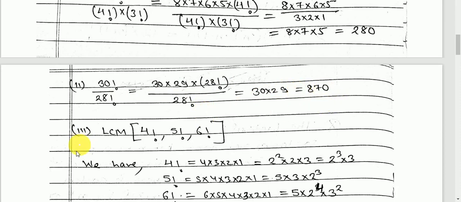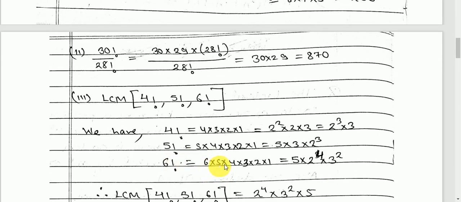In this question you have to find the LCM of factorial 4, factorial 5 and factorial 6. First you should find what factorial 4 would be. Factorial 4 is 4 into 3 into 2 into 1. Here 4 can be written as 2 square, so you get 2 cube into 3. Factorial 5 is 5 into 4 into 3 into 2 into 1, so I can write 5 into 3 into 2 cube. Factorial 6 is 6 into 5 into 4 into 3 into 2 into 1, so you get 5 into 2 to the power 4 into 3 to the power 2.